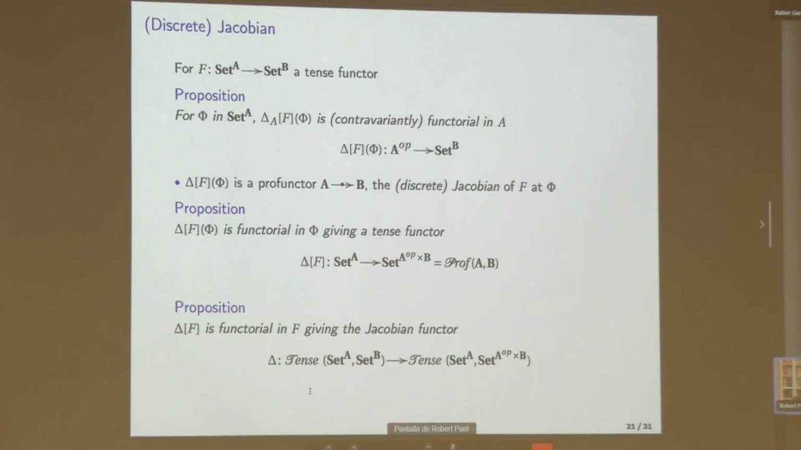So I'm thinking, right, a profunctor is a matrix, and so for each phi we get this matrix here. It's also functorial in phi. And so delta F now gives you a functor from sets to the A into sets to the A opposite cross B, or Prof AB if you like. This is also a tense functor. And it's also functorial in F, and so we get now the Jacobian functor. Delta goes from Tens AB, set to the A, set to the B, into Tens set to the A, set to the A opposite cross B. Okay, so this is all the functorial properties of this delta.